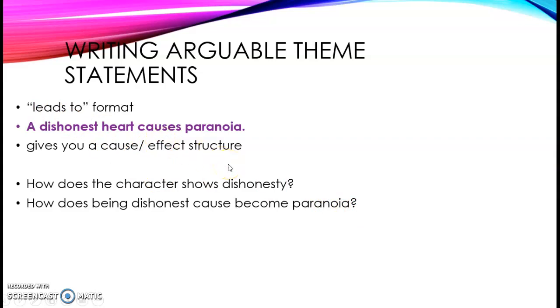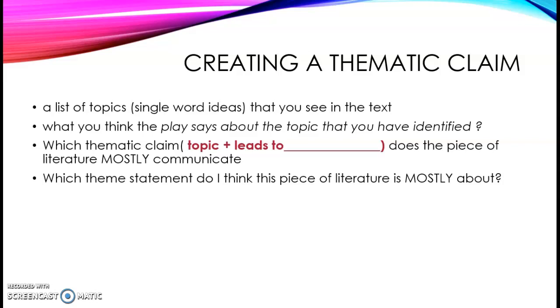Well, how does that do that? So I'm looking at how my character shows dishonesty and how dishonesty caused him to be paranoid. All right, so this is your thematic statement. I want you to look at this, pause it, write it down, and I want you to try it. You're going to list a couple of topics that you see in Romeo and Juliet. What do you think the play is saying about these particular topics? And then you're going to create a "lead to" statement, okay?